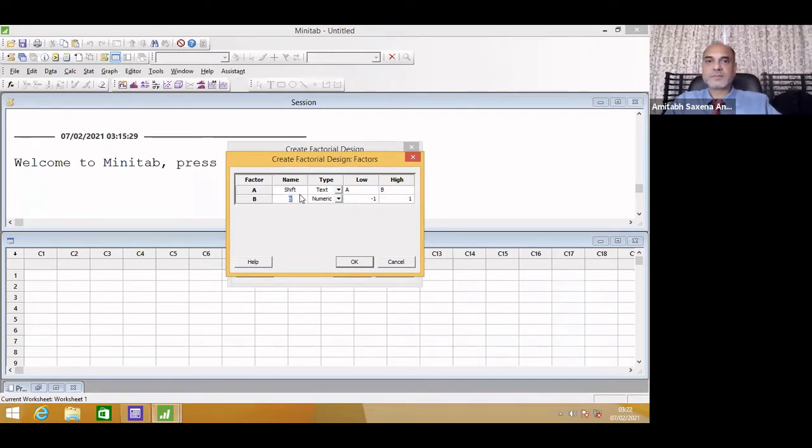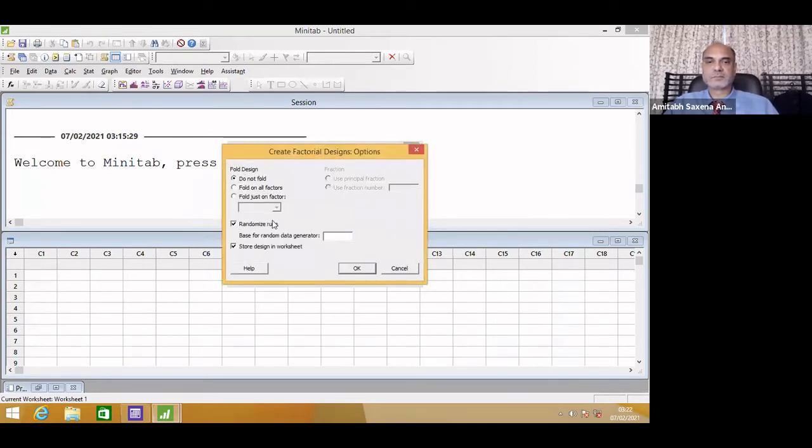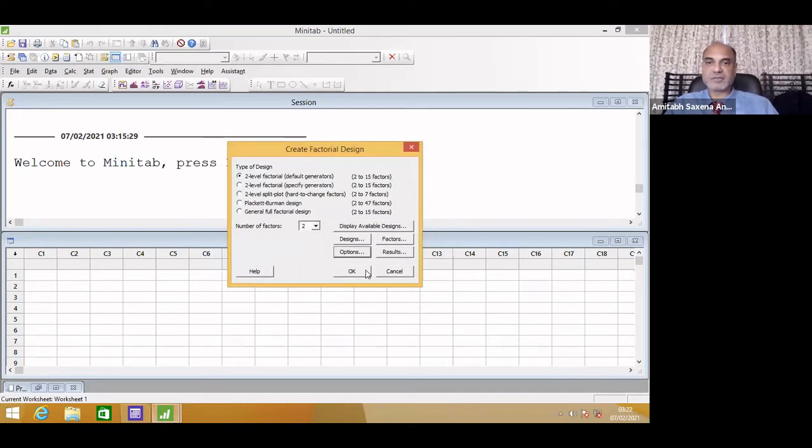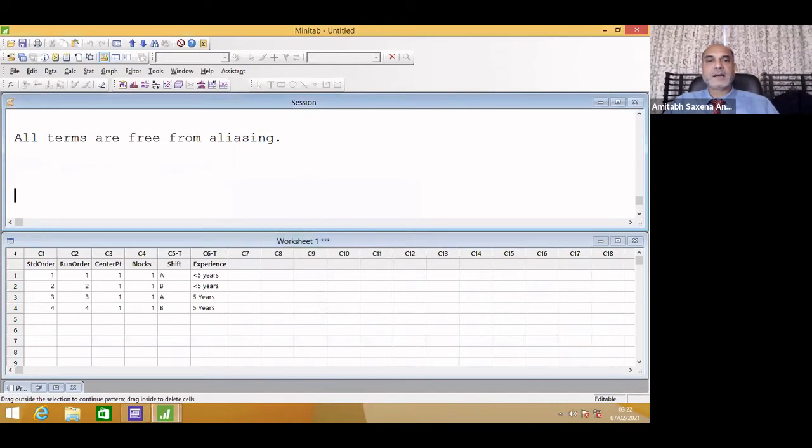So there are two shifts, and then experience. We have experience, which is text again, and then less than 5 years experience, and greater than 5 years experience. And I'll just choose non-randomized runs. So I've just unclicked randomized runs. And I will design an experiment.